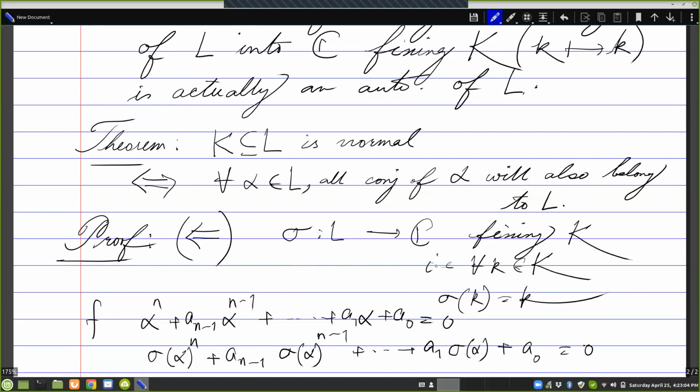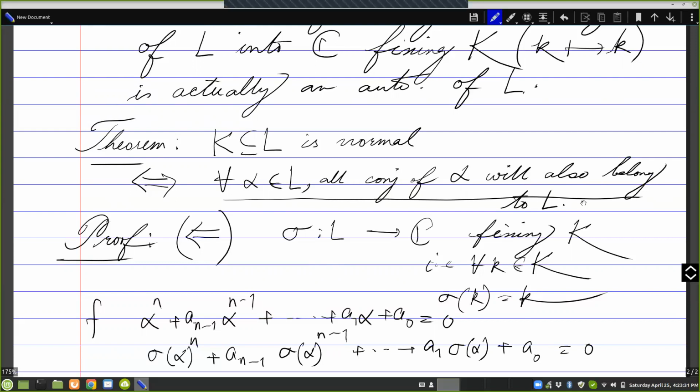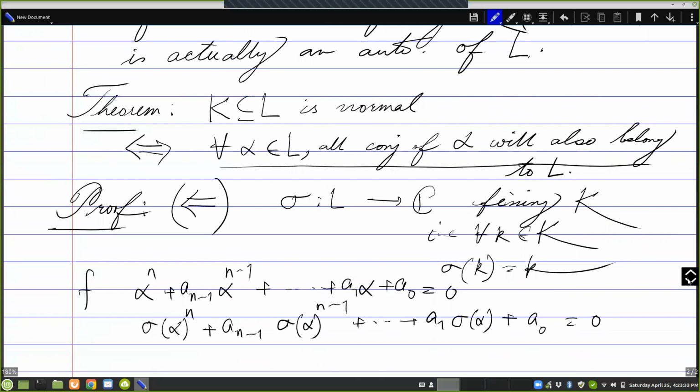So thus every embedding of L into C sends every conjugate of every element of L to their conjugates, and since we have assumed that every conjugate of any element of L also lies in L, that shows that the image of an element under sigma, being a conjugate of that element, also lies in L. So this direction is obvious. Now we will look at the reverse direction.